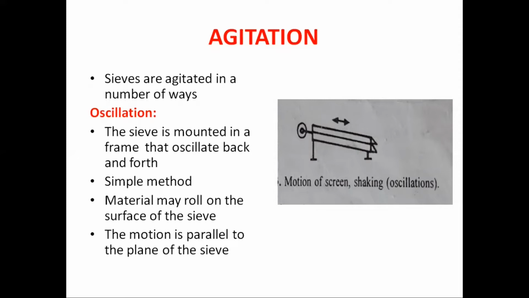Let's see what oscillation is. Sieves are mounted in a frame and oscillate back and forth. Okay, this is our screen or sieve. That sieve is mounted on a frame and this screen oscillates back and forth. Because of this movement, the particles or powder pass through the sieve aperture and separation occurs. During this motion, the material may roll on the surface of the sieve, and this motion is parallel to the plane of the sieve. This is a simple method for the size separation process.